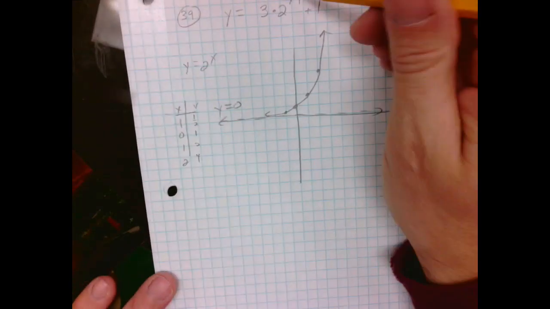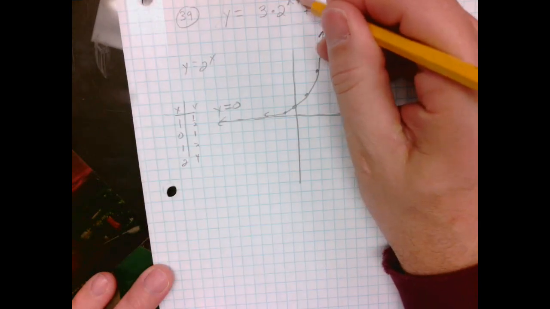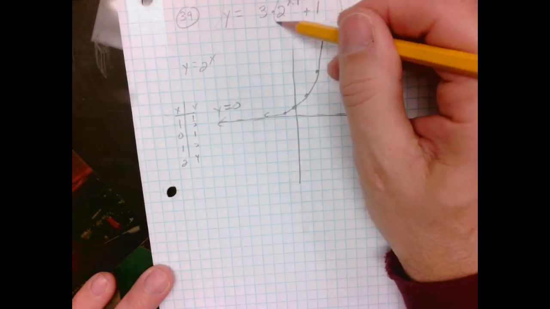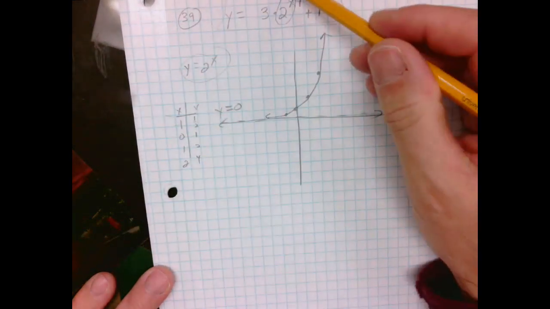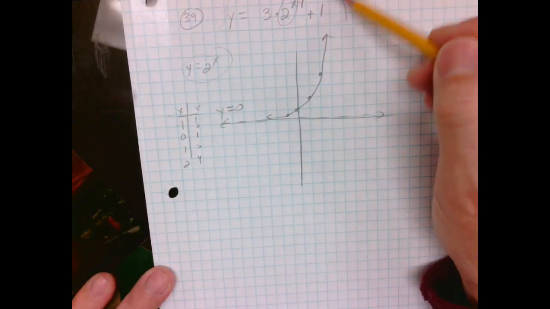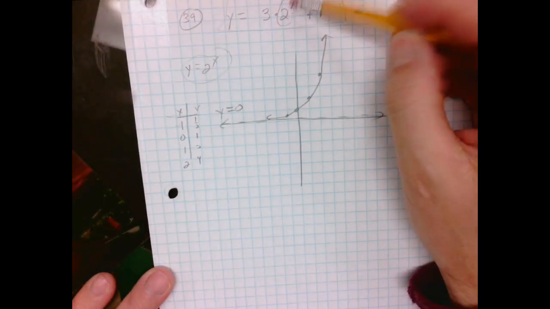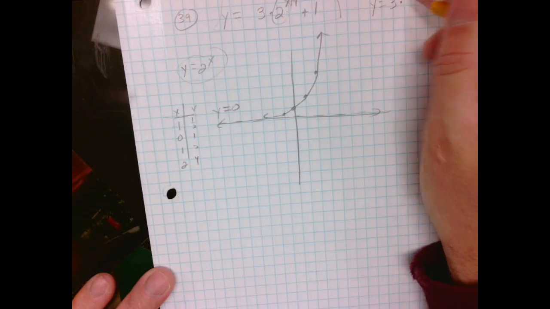Hey, so here's our function that we're trying to graph. And again, remember that you're going to graph the parent function first, and then you're going to do these transformations, and we have to figure out what order we're going to do these transformations in. Okay, so this is how I would think of it.